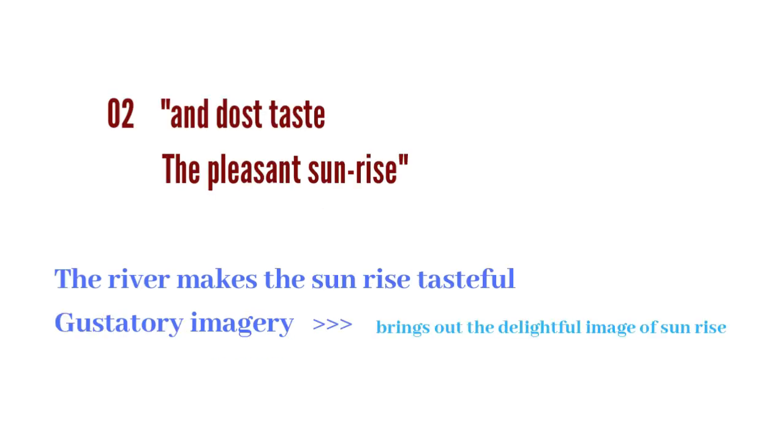The second phrase is, "and does taste the pleasant sunrise." Here the poet says that the river makes the sunrise tasteful. The effects of this gustatory image is it brings out the delightful image of the sunrise. We all like to see the picturesque vision of sunrise beside a lake, right? So the feeling is common beside any river.